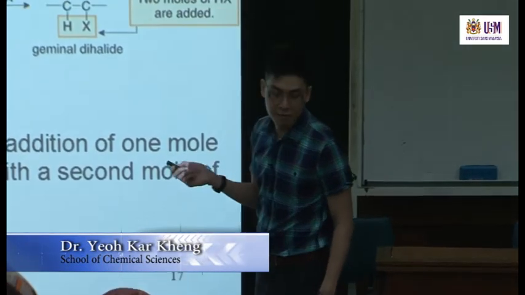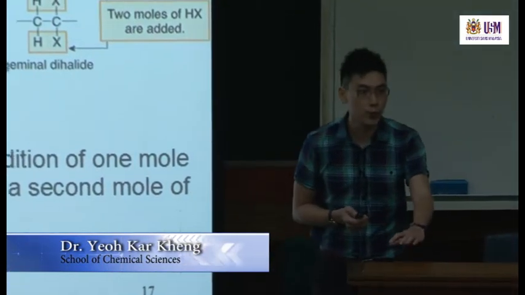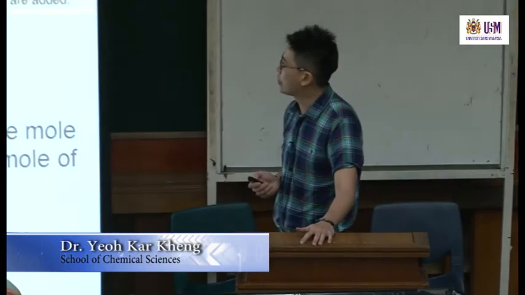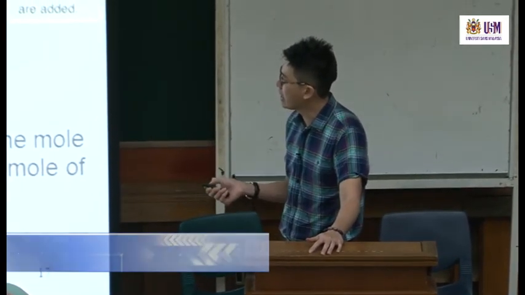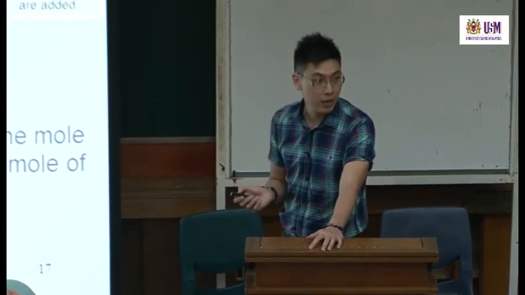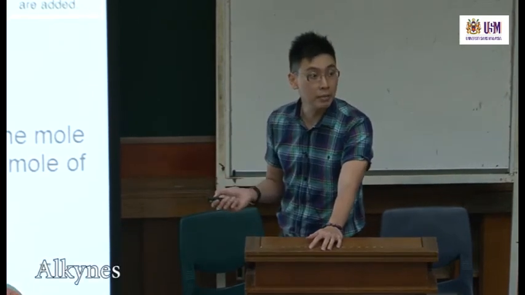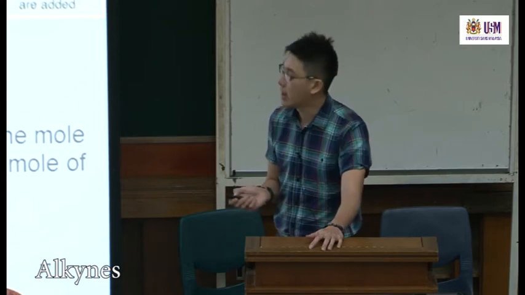This one we have covered before. Just quickly run through. Okay, hydrohalogenation. The reason why some people might ask why it yields an E and Z product is because the intermediate involves the formation of a carbocation.